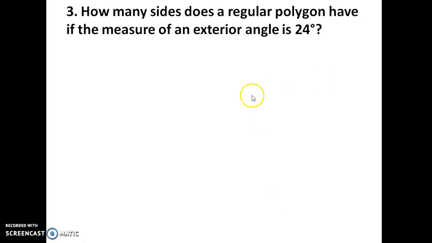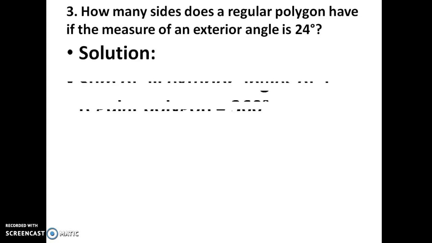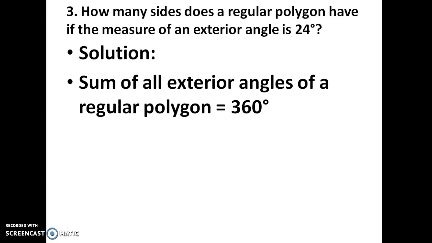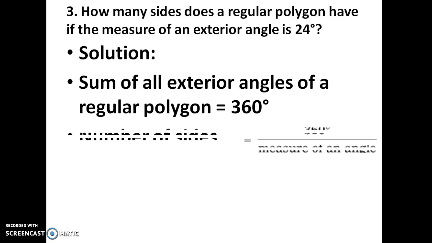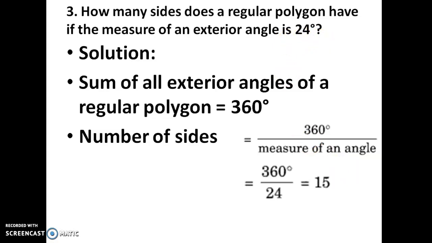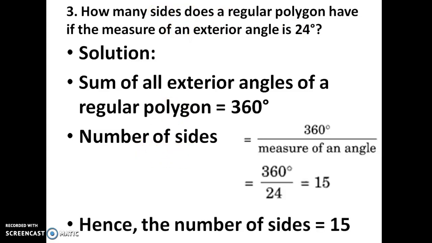Then the third problem. How many sides does a regular polygon have if the measure of an exterior angle is 24 degrees? Okay, so the exterior angle they have given, and the regular polygon also. We have to find the number of sides. So it's just the reverse of the previous problem. So 360 degrees divided by the measure of an exterior angle, which is given as 24. So 360 divided by 24 equals 15. That means the number of sides is 15. Just the reverse of the previous problem.